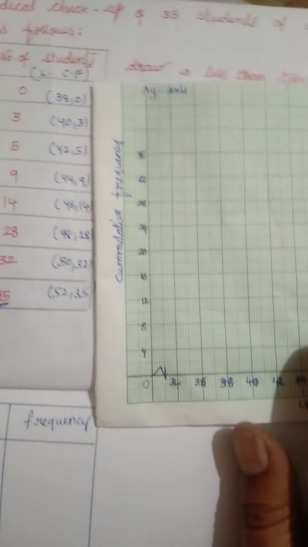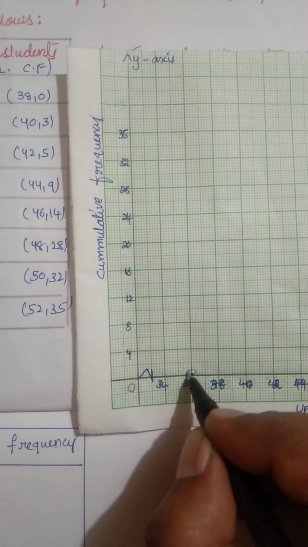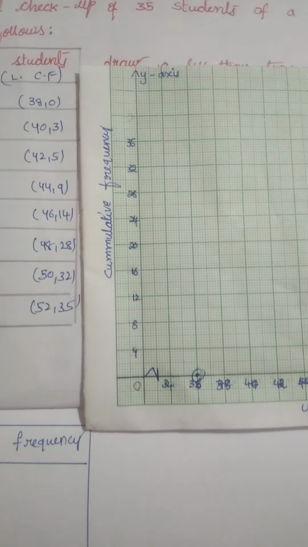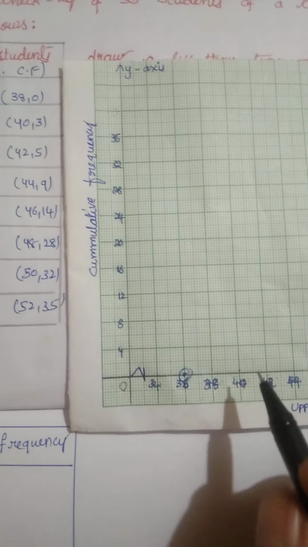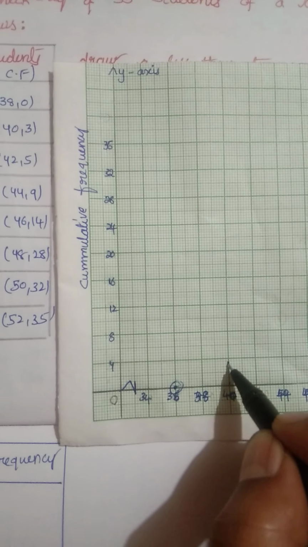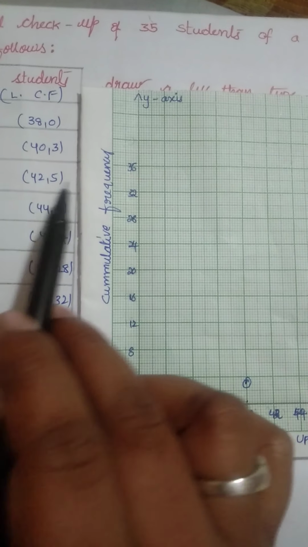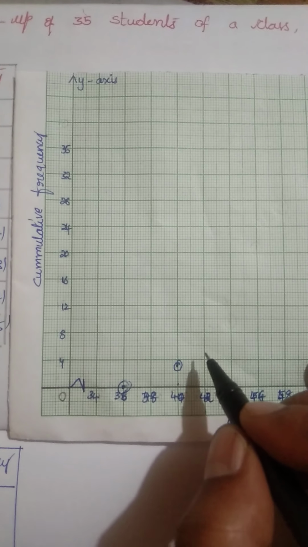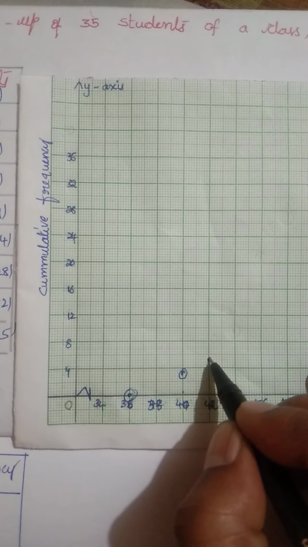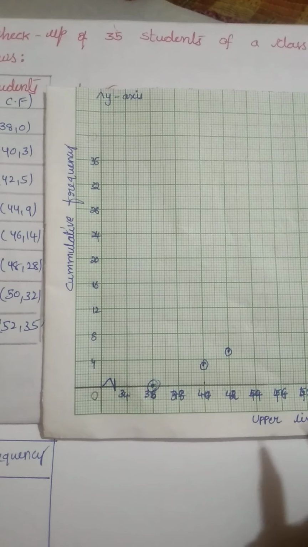Now let us plot the points on a graph sheet. The first one is 38, 0. That means on the x-axis 38 and on the y-axis 0. Next is 40, 3. This is our 40, and 3 is below 4. Next 42, 5, and 5 will be above 4. The next point is 44, 9.